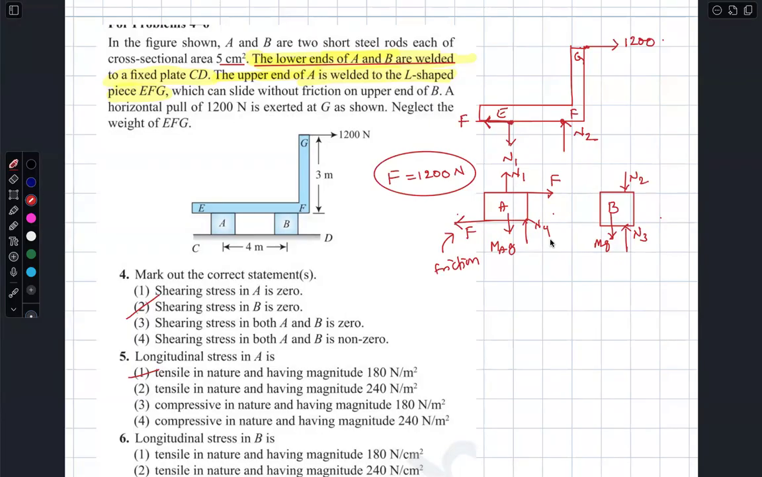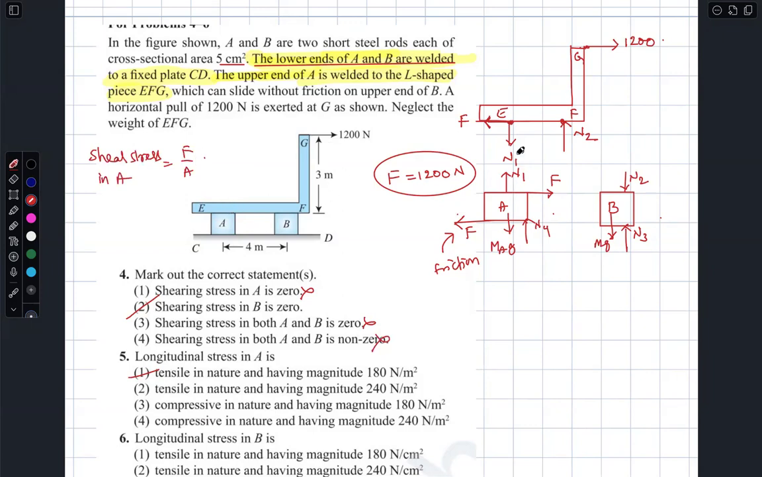Mark out the correct statement. Shear stress in A is 0. Wrong. In fact, A will experience shear stress because there is a tangential force. Shear stress in B is 0. Correct, because this portion is not welded. So shear stress in B is 0, and in A it is non-zero. In fact, shear stress in A is simply F by A. Right.